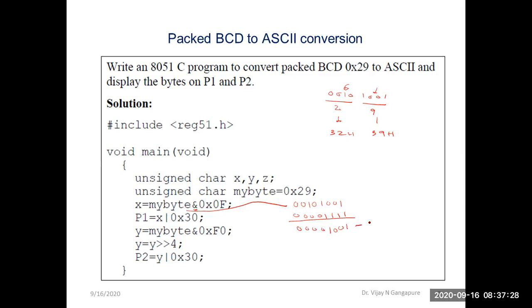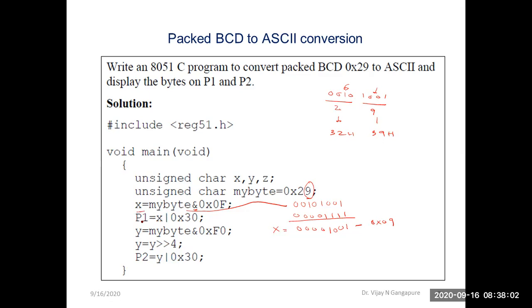So this number in hex is 0x09. It means we are taking only the first BCD number 9 for processing. So we have masked these upper 4 bits and we have removed them. Now what do we have in x? In the x variable I have 0x09.